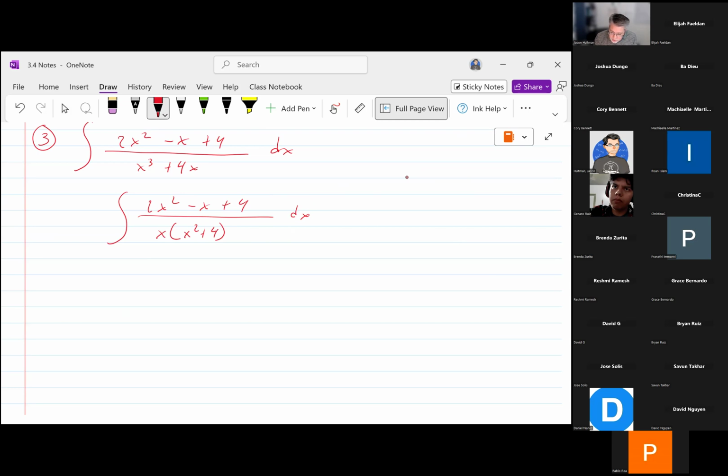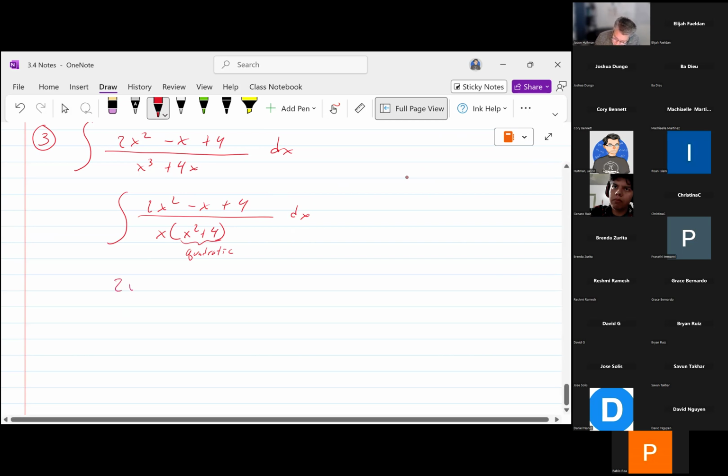However, this factor is a quadratic. It is not linear. So we have to deal with the fact that, how do we deal with something that's quadratic? We've dealt with linear factors up until now. Maybe they've had multiples of each other, but they've all been linear. But now we want to deal with something that's a quadratic. So let's set this up.